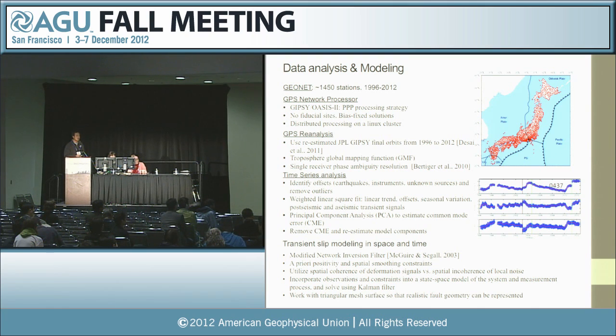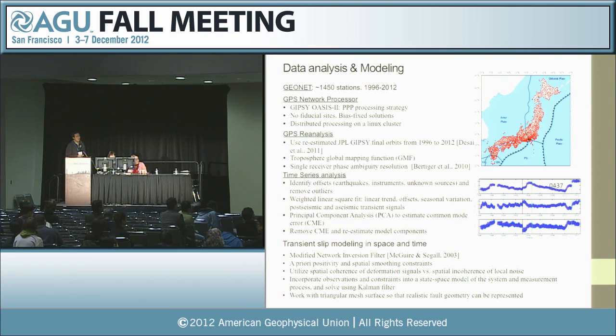For the GPS reanalysis, the three major improvements we have used are the improved estimate of GPS final orbits, and also the global mapping function as well as single receiver phase ambiguity resolution.